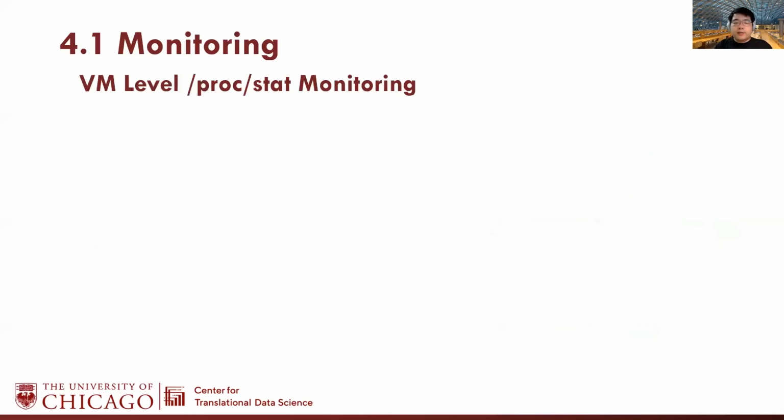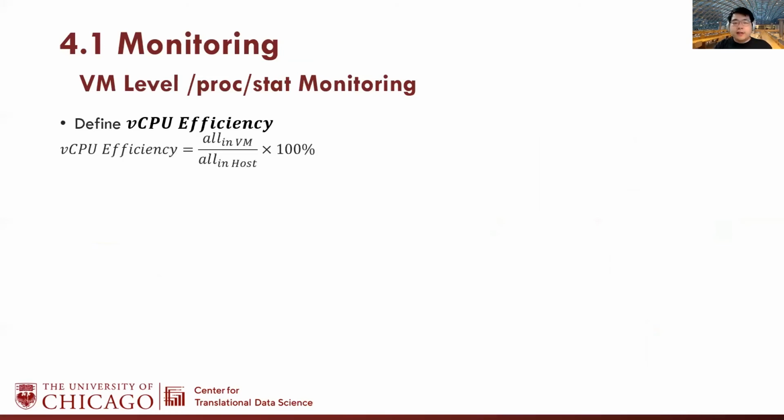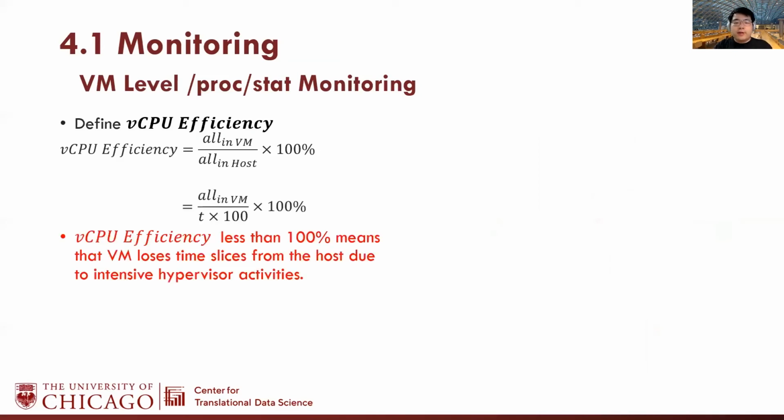The other method utilizes the CPU slice difference between host and VM. Here we define vCPU efficiency as slices recorded in the VM divided by the slices recorded in the host. An efficiency less than 100% means that the VM loses some slices from the host due to intensive hypervisor activities. This method is simple and low overhead, but it can only detect the slowdown when the slowdown occurs. And the result can be offset when many CPUs are idle.